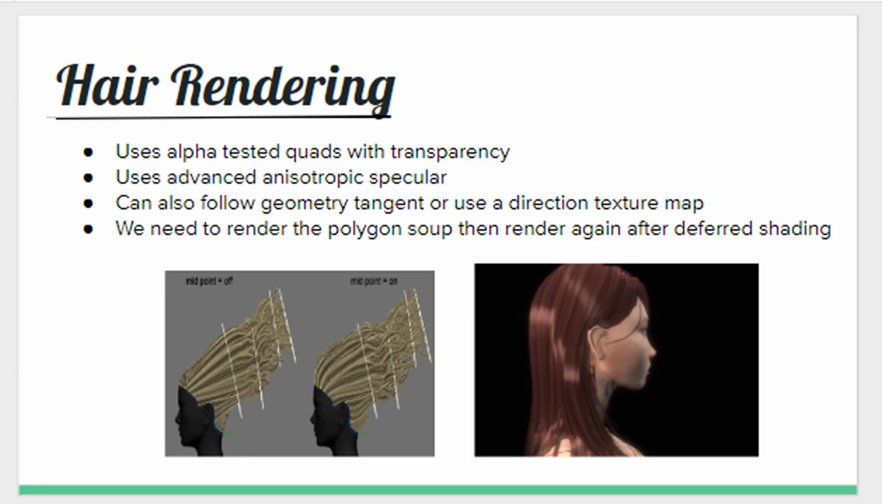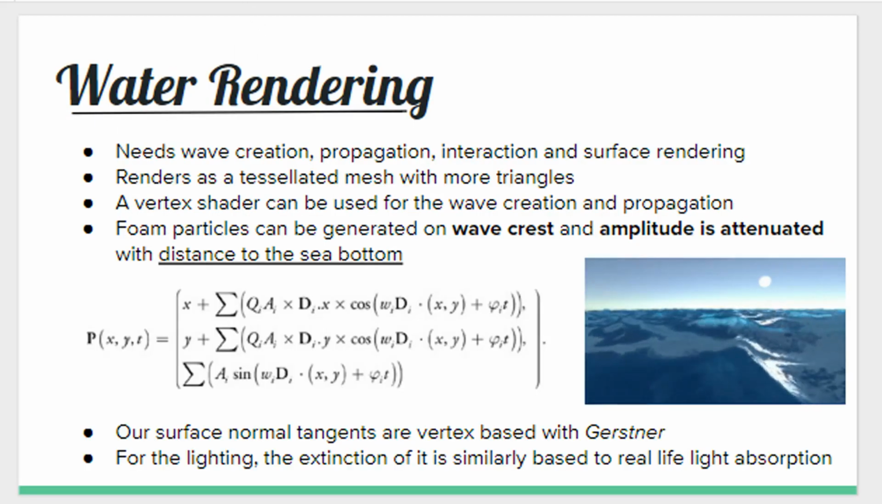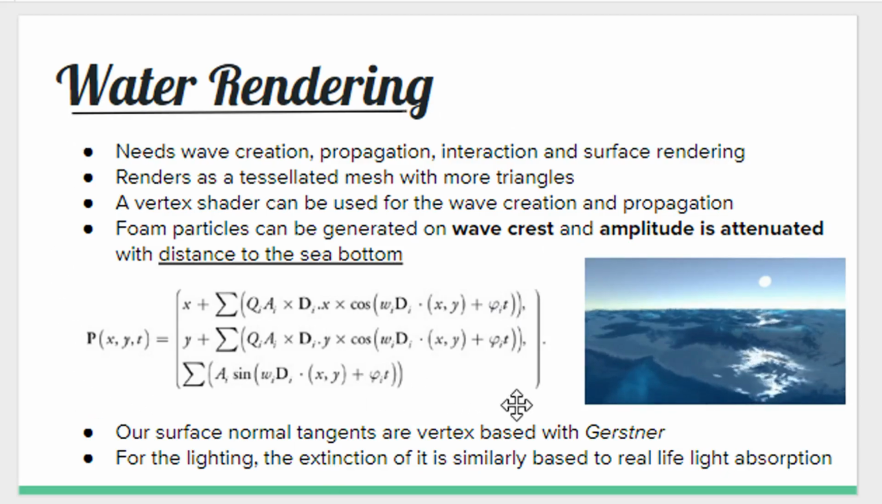Lastly, what he finished talking about was water rendering. So how we need wave creation, propagation, and interaction. This would be done within our vertex shader, and this would be rendered as a tessellated mesh with more triangles in order to obviously give it a sharper look. Our foam particles are generated based off the wave crest and amplitude, and the function that is predominant within this shader in order to render is the Gerstner function.